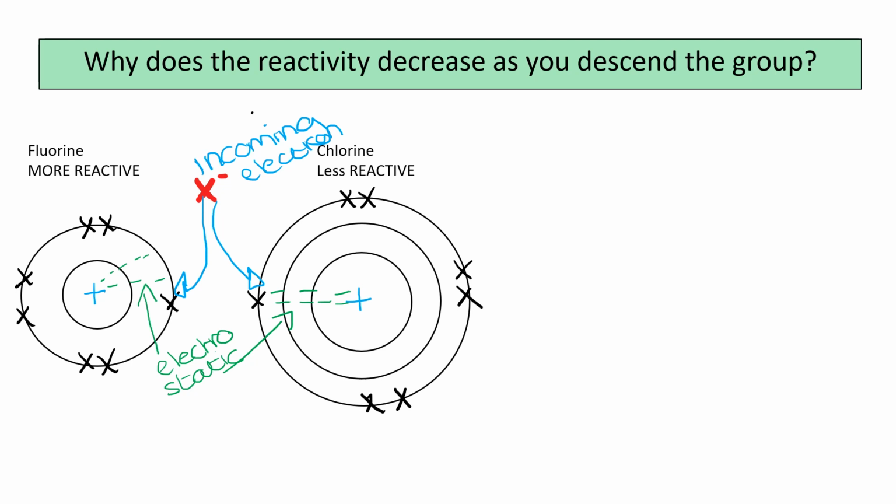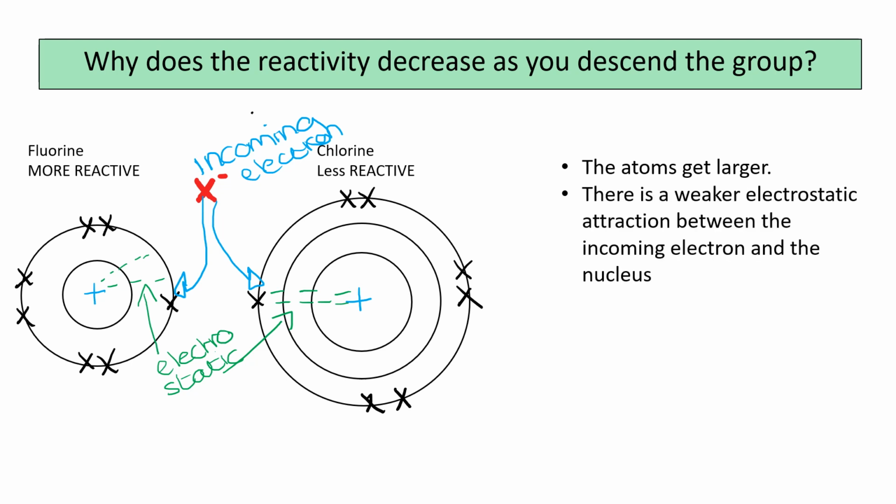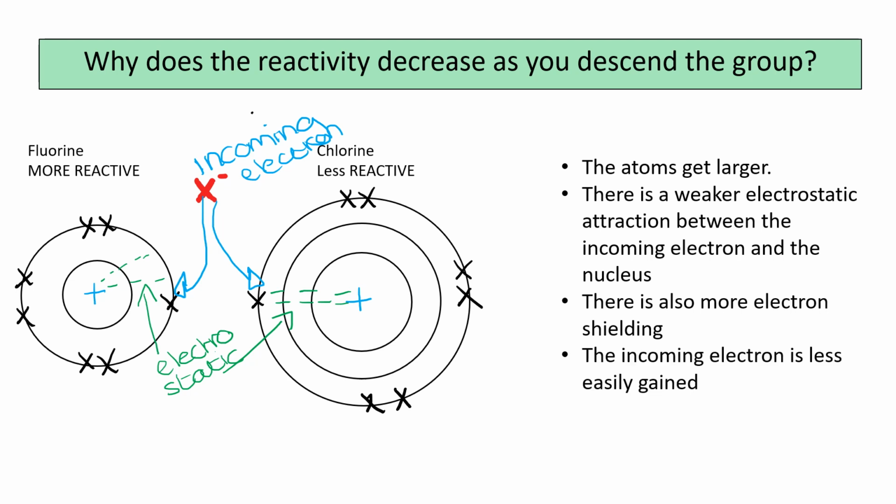I would learn an answer that looks something like this. As you descend the group, the atoms get larger. There is therefore a weaker electrostatic attraction between the incoming electron and the nucleus. There is also more electron shielding. The incoming electron is less easily gained, and therefore the atom is less reactive.